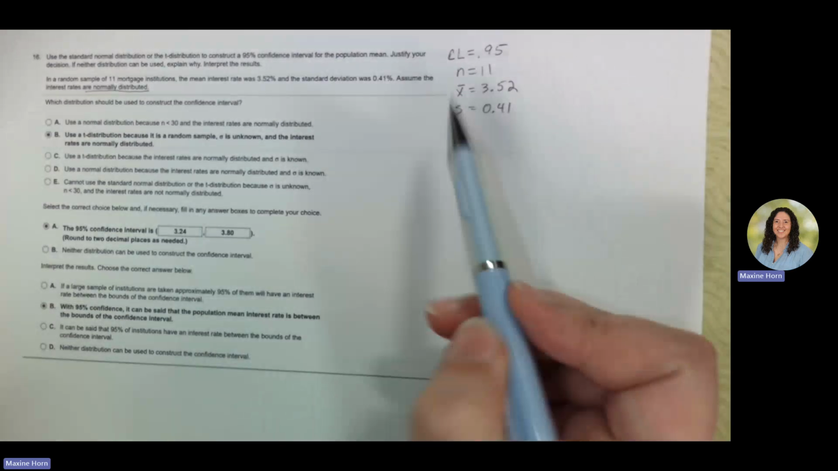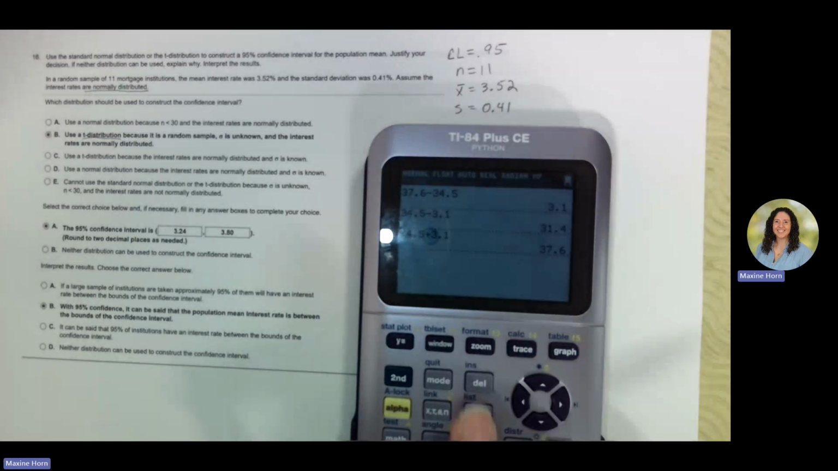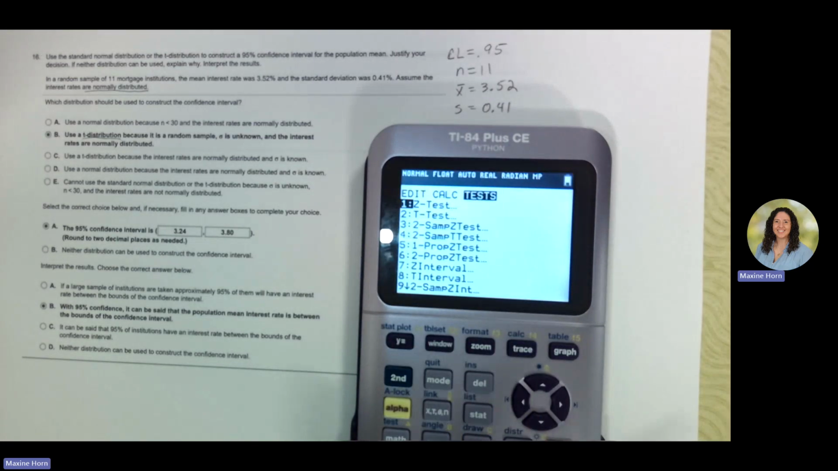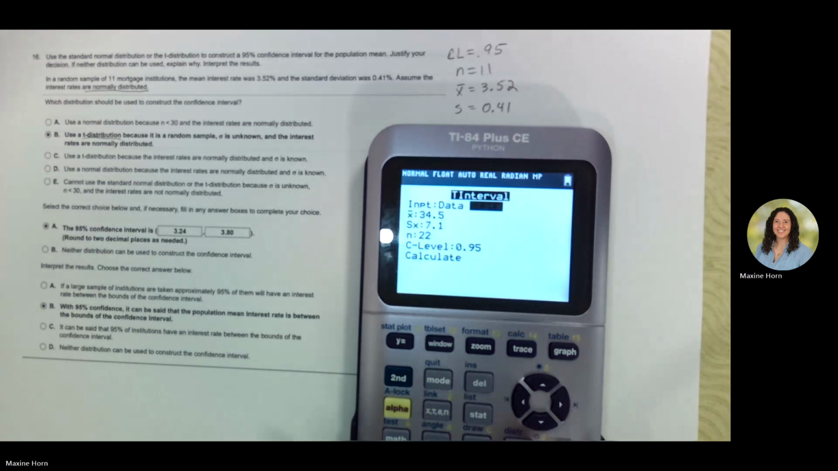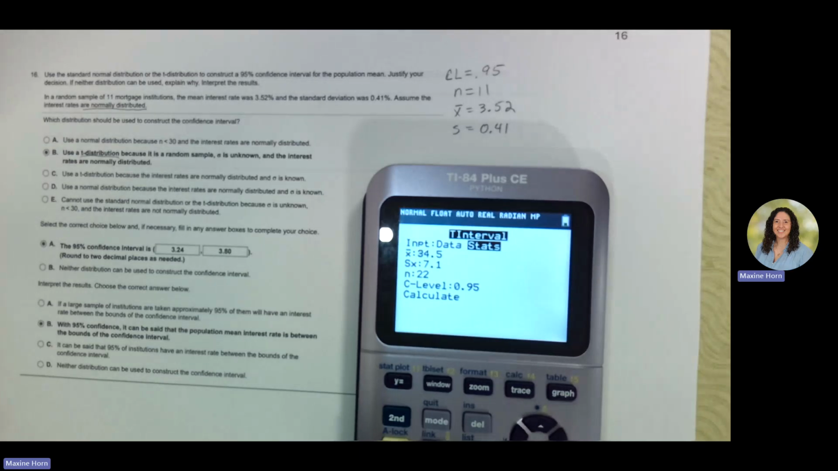So we know that because we have a sample standard deviation, not a population standard deviation, we have to use a t-distribution. Okay. All right, so we're going to use the calculator for this. So we're going to go stat, test, number 8, t-interval. We're going to plug in what we have. You see the whole thing there. All right, so our sample mean, our sample standard deviation, our sample size, and our confidence level.